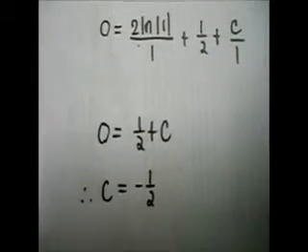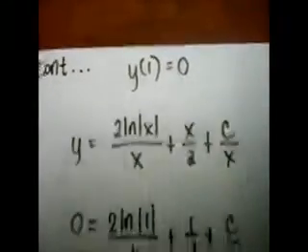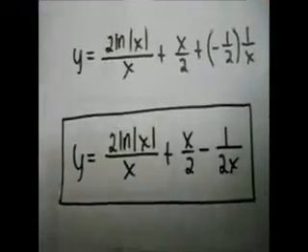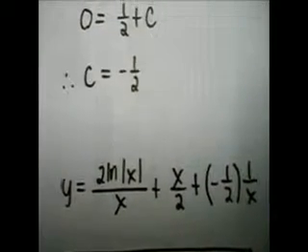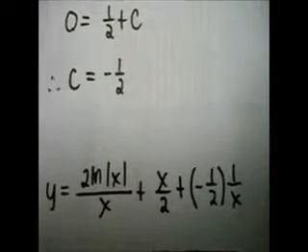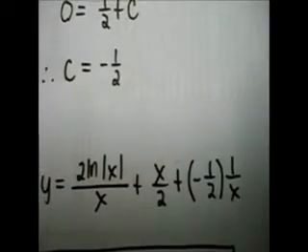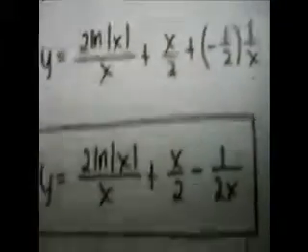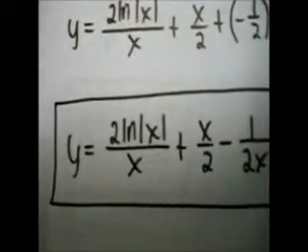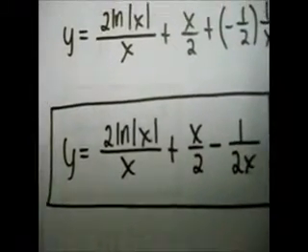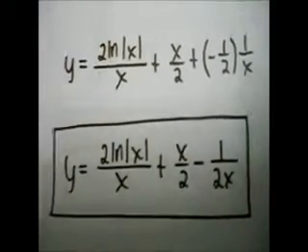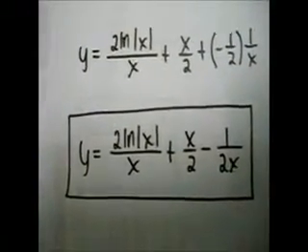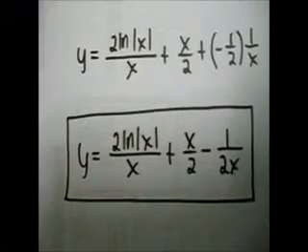So substituting it into our answer above, we have this: y is equal to 2 ln of x over x plus x over 2 plus negative 1/2 times 1 over x. So we have y is equal to 2 ln of x over x plus x over 2 minus 1 over 2x. So this is the answer for the initial value problem of our third problem.